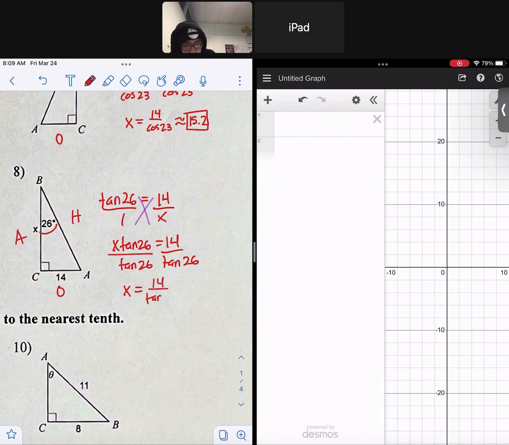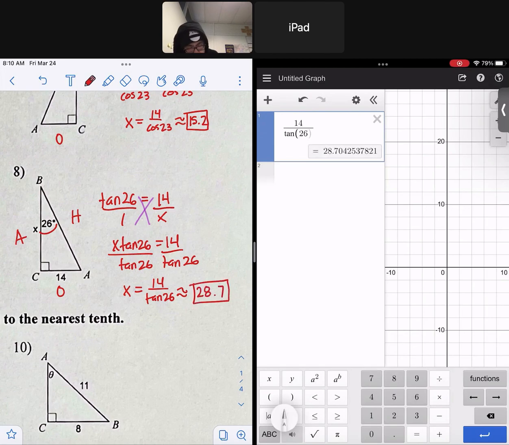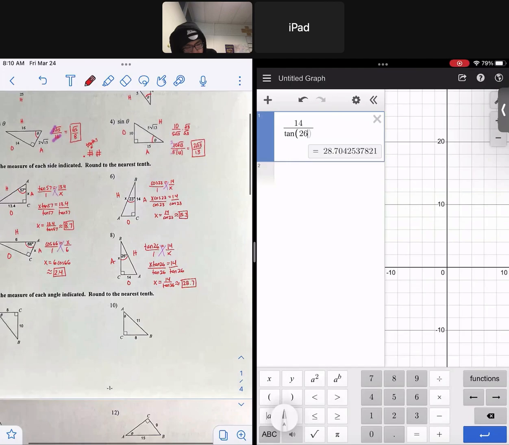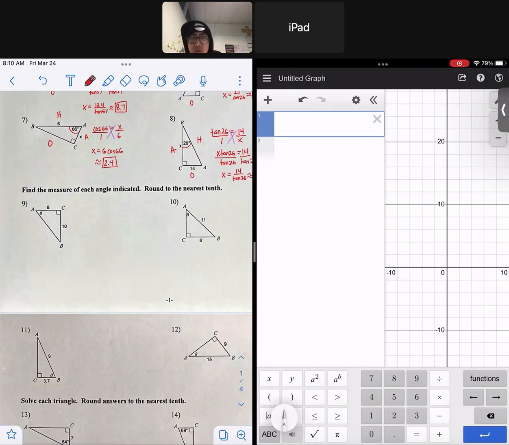So 14 over tan 26, and using our calculator, this is roughly going to be 28.7. Oh, so that finishes that. Now we're trying to find angles, and we gotta round it to the nearest tenth.